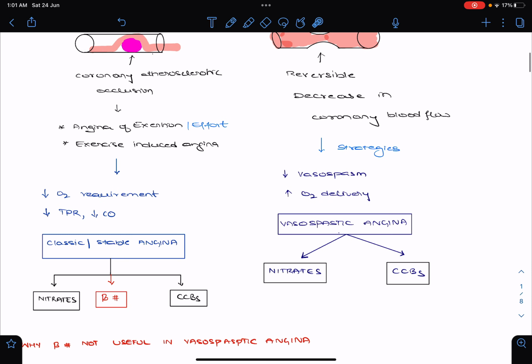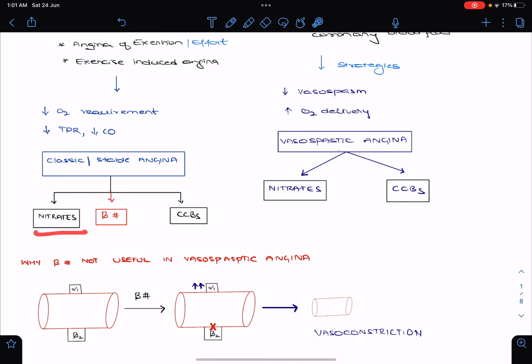Let us see which drugs are useful for decreasing the oxygen requirement. Basically, these drugs decrease the total peripheral resistance and decrease the cardiac output. For the treatment of classical stable angina, we use nitrates, which are potent venodilators. We have beta blockers as well as calcium channel blockers. Both beta blockers and calcium channel blockers reduce the heart rate as well as the force of contraction, thereby decreasing the oxygen requirement. On the other hand, for the treatment of vasospastic angina, we require only two drugs. Please remember, those are the nitrates and the calcium channel blockers.